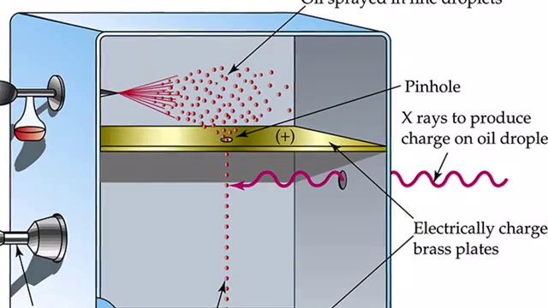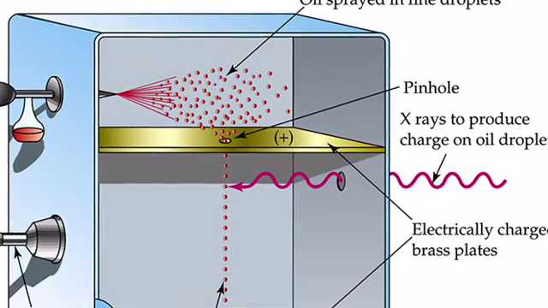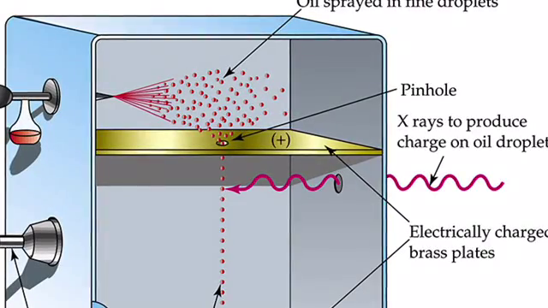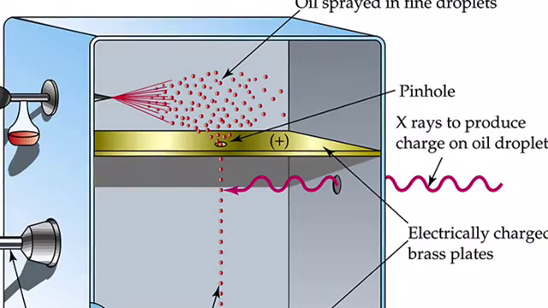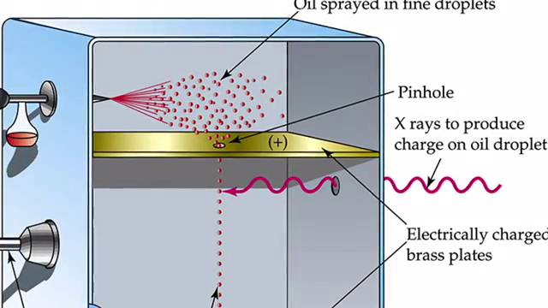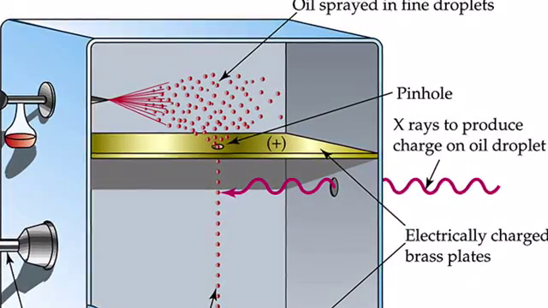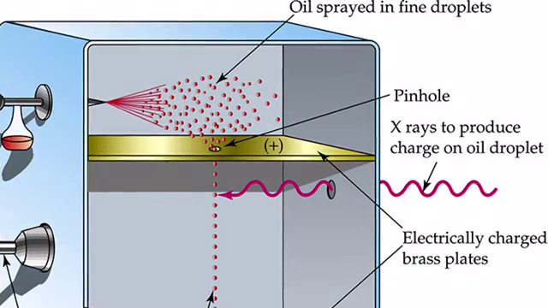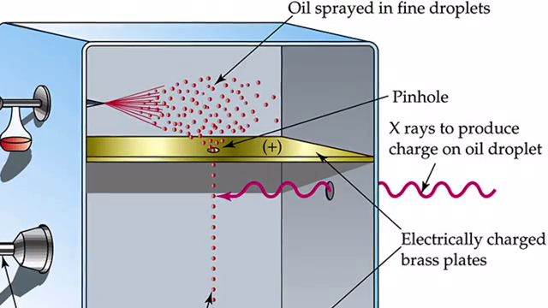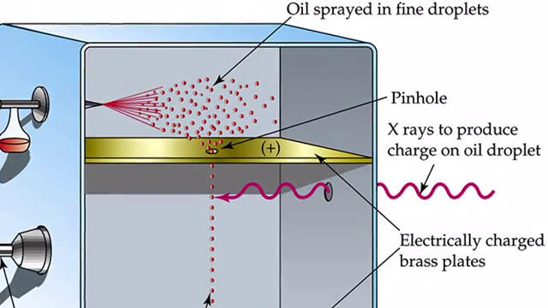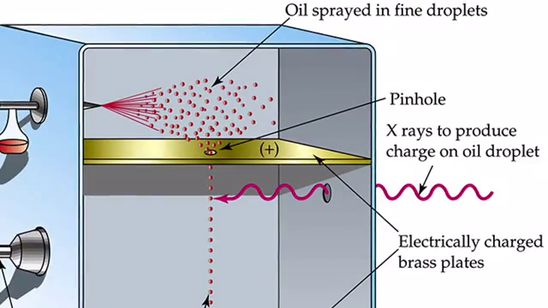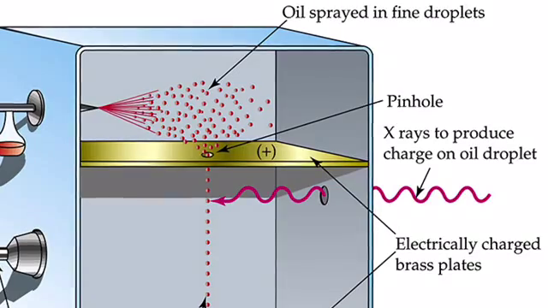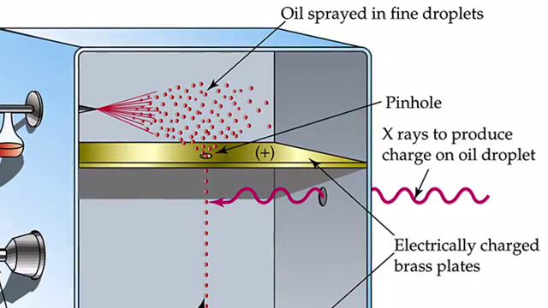Then those oil droplets were allowed to pass through a hole, and the next space consisted of two charged plates. Now, if those oil droplets had electrons on them with a negative charge, of course they were going to be attracted to the positive side. In that way, he was able to discover that electrons had a negative charge. Scientists did not know that until he discovered it. He also used a fairly complicated equation to figure out the mass of the electron.